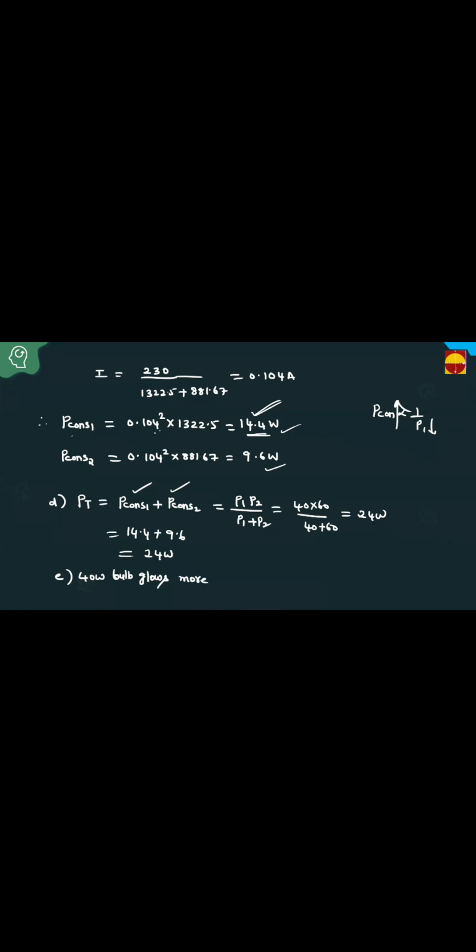This is the proof. The 40 watt bulb is consuming 14.4 watts of power. The 60 watt rating bulb is consuming only 9.6 watts of power. That's why, which has high power consumption? Bulb 1, the 40 watt bulb, has high power consumption. That's why it is glowing brighter. The 40 watt bulb glows brighter. Clear, friends? This is about the concepts of bulbs connected in series and parallel.